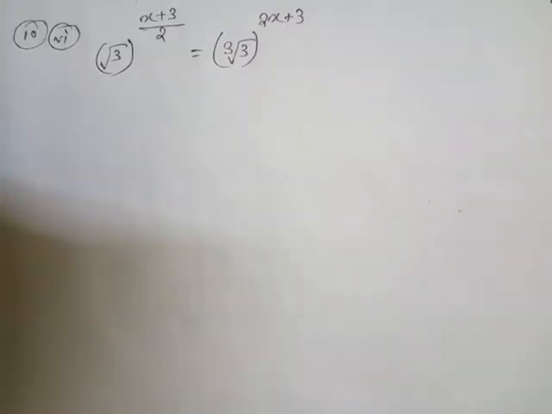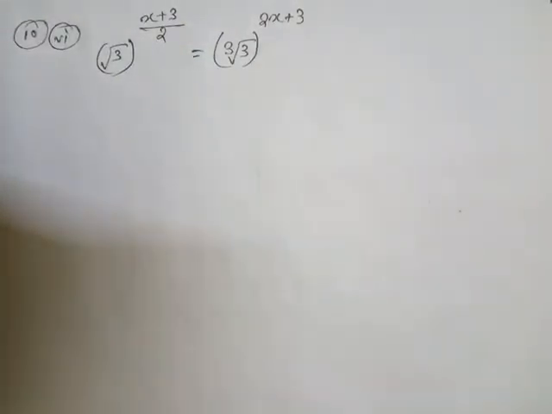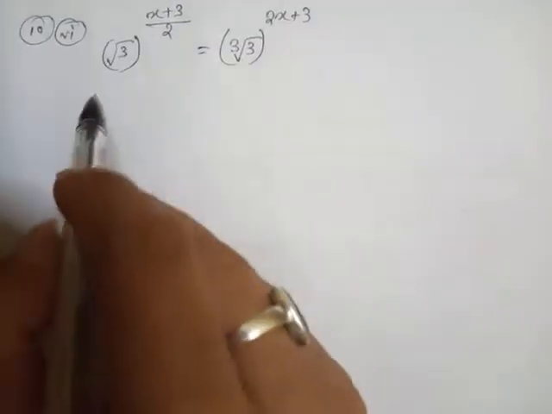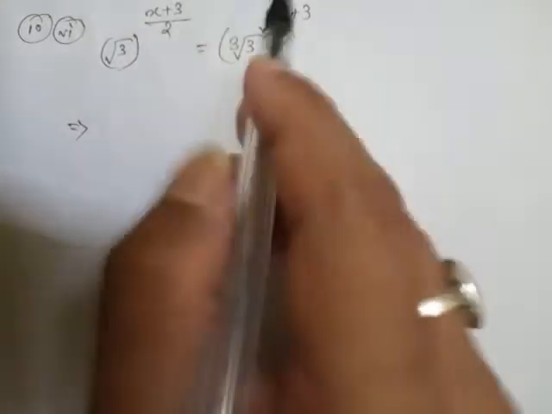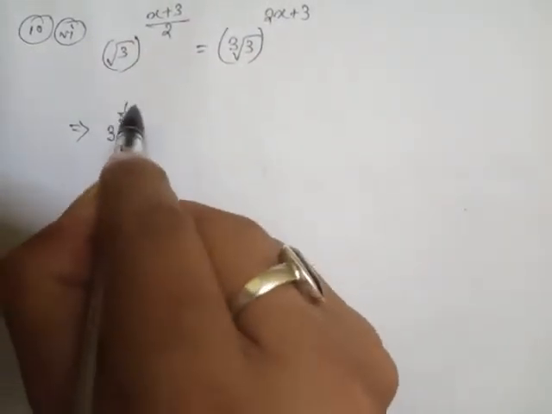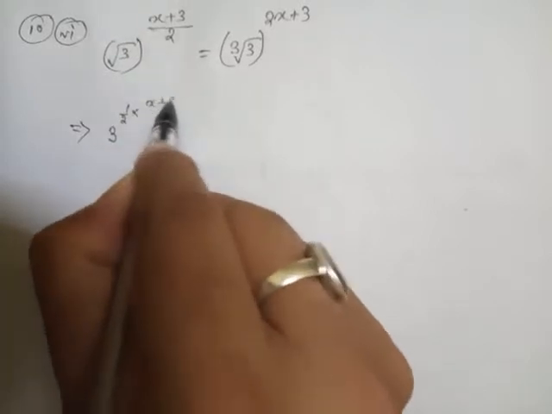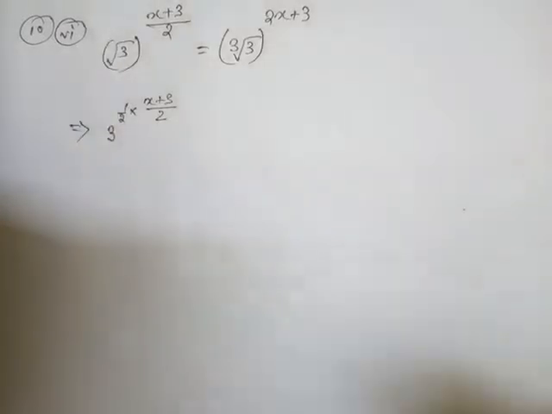Now look students, 10 Roman 6. Now here the question is root 3 whole to the power x plus 3 by 2 equal to 3 root 3 whole to the power twice x plus 3. Now here I am going to solve this question. Now let's have a look how to solve this. First of all students, I am going to remove the root first. So root 3 will be 3 to the power half, into x plus 3 by 2. This is the power, and 3 to the power half means root 3.